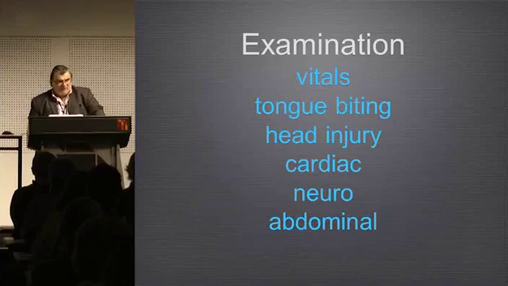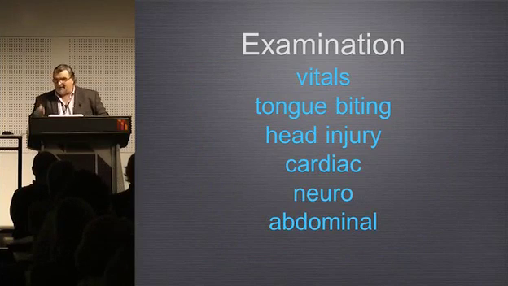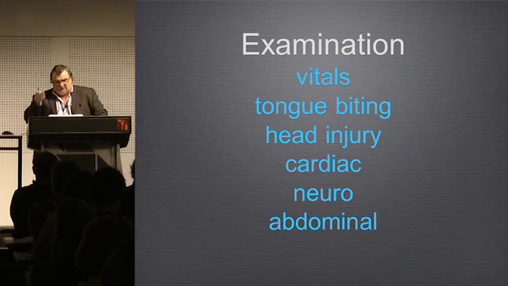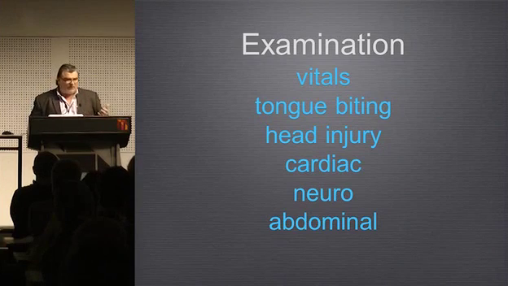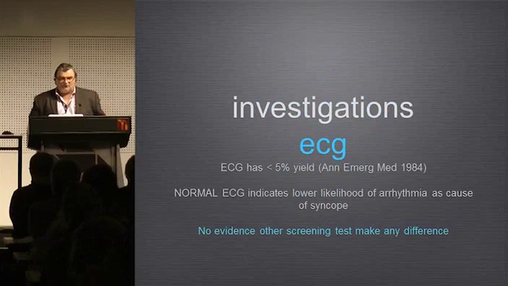Okay. So it's important for you when you're getting the history to find out exactly what happened to that patient. All of these things you've got to look for and ask for in terms of your examination. Make sure you do a neuro exam, and you can do a really quick neuro exam looking at posterior circulation, and do a quick cardiac exam. That's all you need to do.